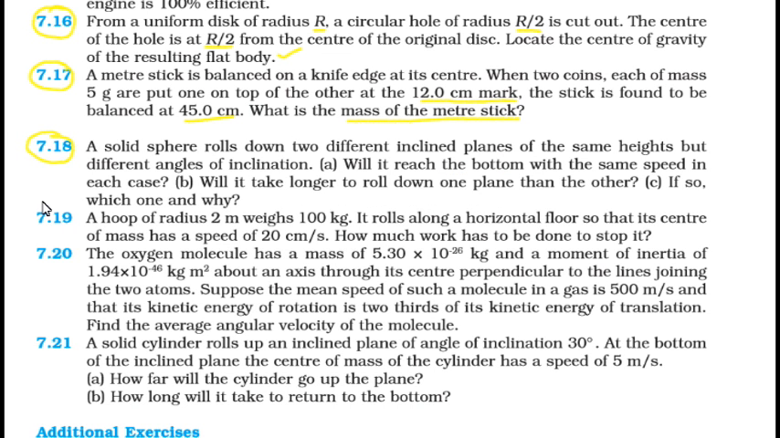Now let us see question number 7.19. A hoop of radius 2 meter weighs 100 kg. So radius is given 2 meter, weight is given 100 kg. It rolls along a horizontal floor so that its center of mass has a speed of 20 centimeter per second. How much work has to be done to stop it. So let us see the solution.